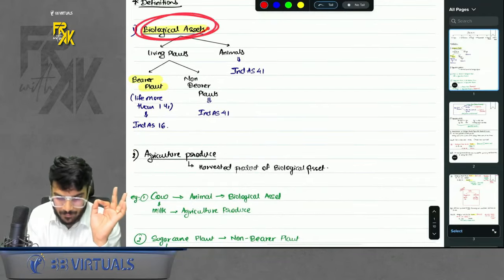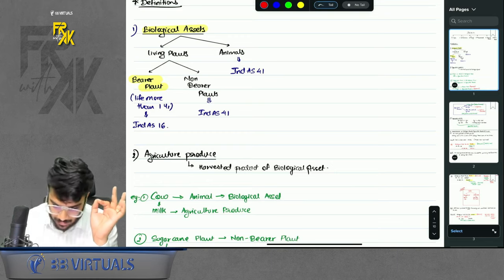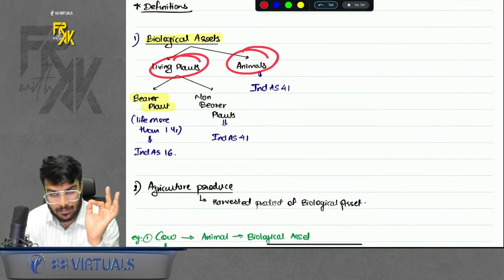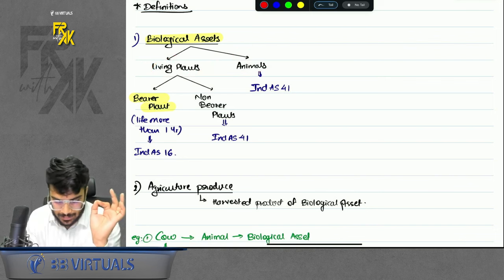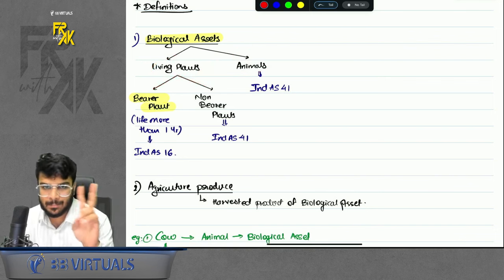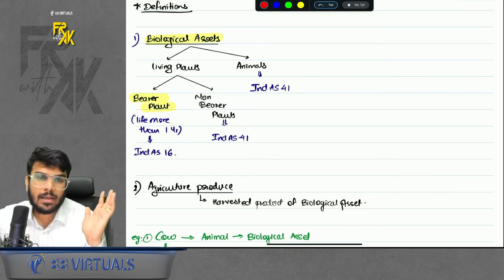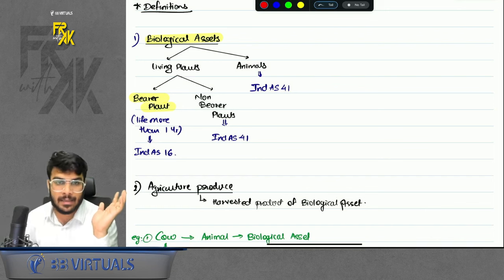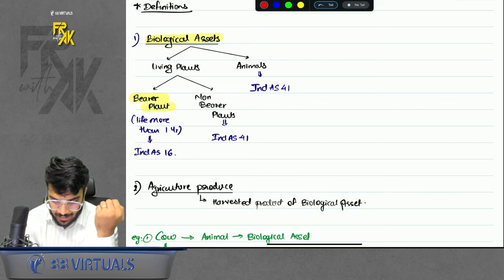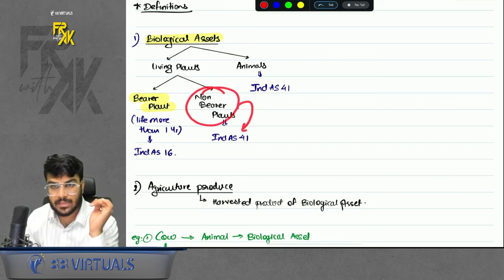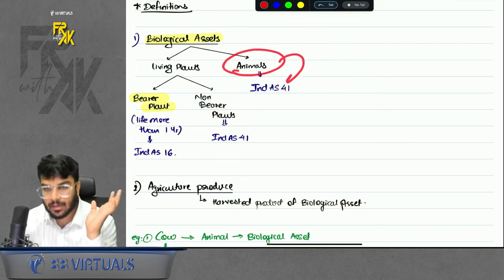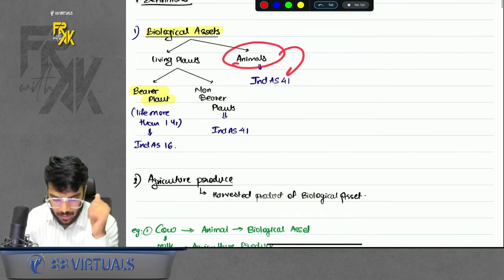One is a definition of biological asset. What is a biological asset? It is nothing but living plants and animals. These are biological assets. Living plants can be bifurcated into 2 parts, bearer and non-bearer. Bearer means which have a life of more than 1 year. In case you remember, bearer plants are covered under Ind AS 16, right? What about non-bearer plants which have a life of less than 1 year? Covered under Ind AS 41. What about animals? Covered under Ind AS 41. Do remember that part.